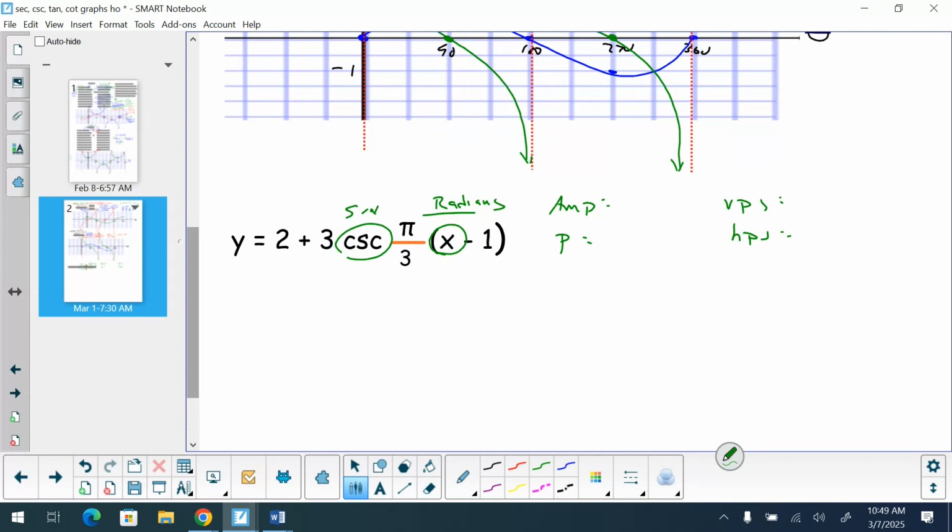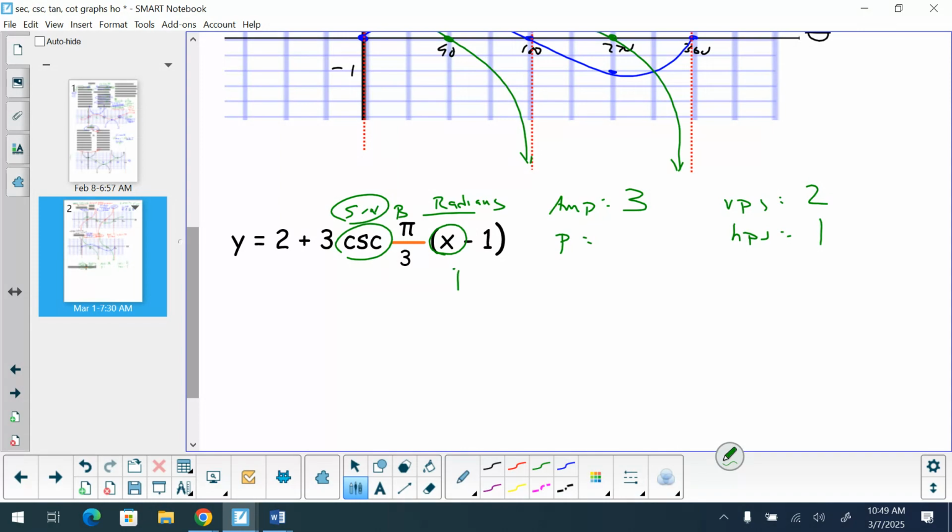What's our amplitude? Well, look at our coefficient here. We're going to use sine as our guide. Amplitude is a value of 3. Vertical phase shift, we have a value of 2. Horizontal phase shift, we have a value of 1. Now the problem we run into is our B value is pi over 3.